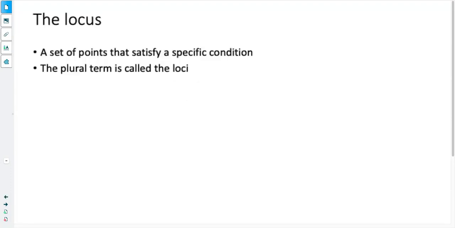Hi, today we're going to start looking at conics and we'll link this to the constructions that we've dealt with in the three previous sections. So first thing we'll talk about is what a locus is. A locus is a set of points that satisfy a specific condition, and the plural term is called the loci.